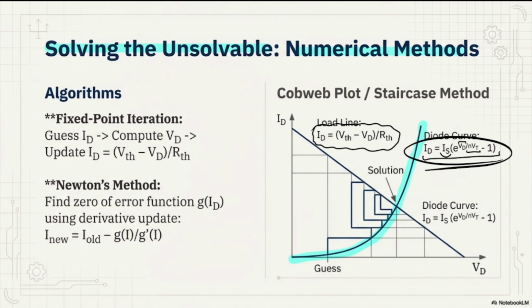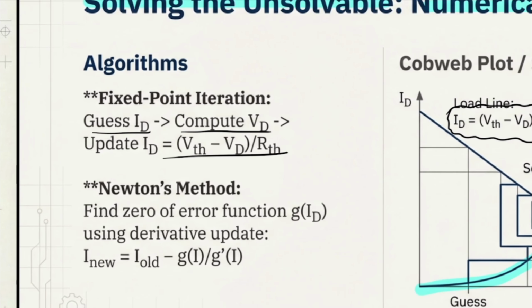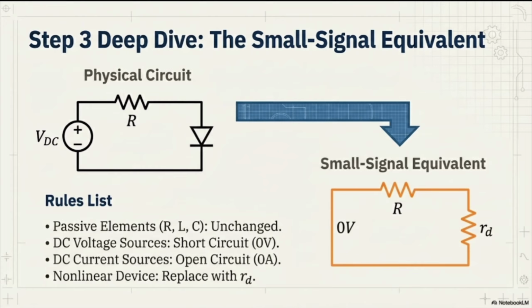By making these two equal to each other, I can reach some points. So we are going to guess the ID and the component of VD, and we are going to use this formula. We have a method we call the Newton method. This Newton method says to find the zero of the error function, using the derivative to update. It means that your I new is going to be I old subtracted by the function divided by the derivative of the function itself. By using that, we can solve the equation in order to reach a case of replacing the diode with what?